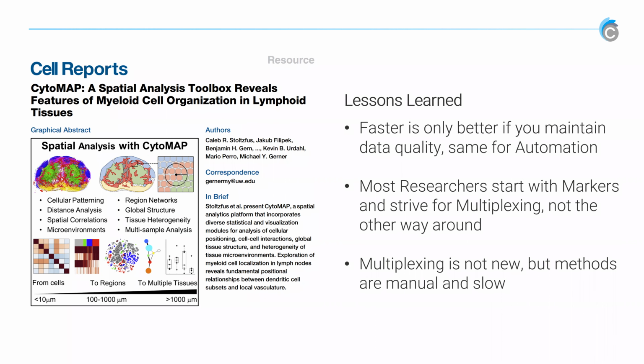We always chose very high quality data because in the end, it doesn't matter how fast you produce the data. If it sucks, you can't use it. So if you're going to do multiplexing, especially if you're going to do multiplexing, it has to be very high quality data.